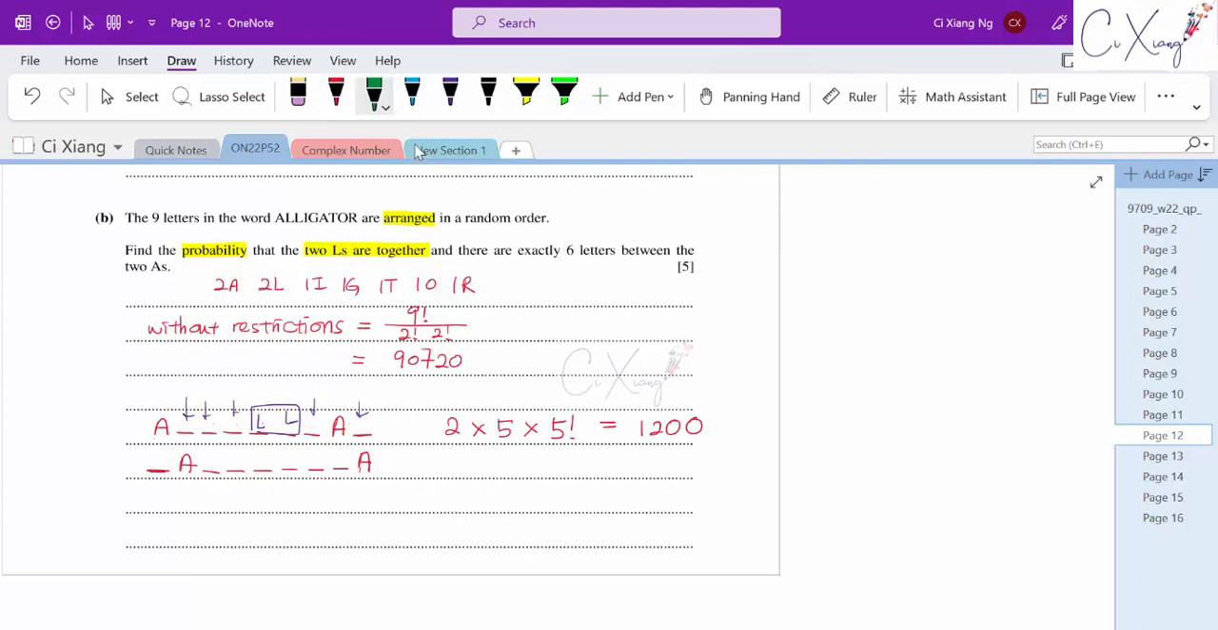Okay, so you can put a small note if you want to understand it better. The 2 here means the 2 cases where you are having 6 letters between the A's. And then the 5 here is the L. The positions for the L's must be together. Then of course this one is to arrange the remaining 5 letters. Arrange the remaining 5 different letters.